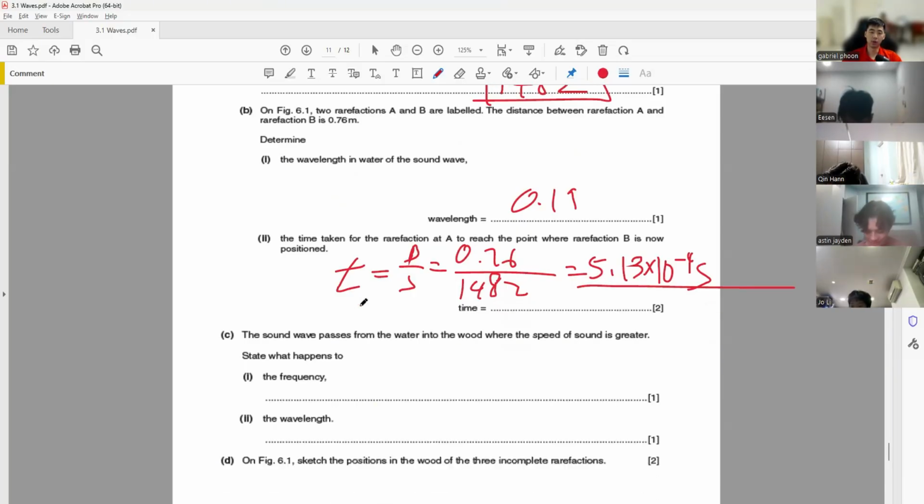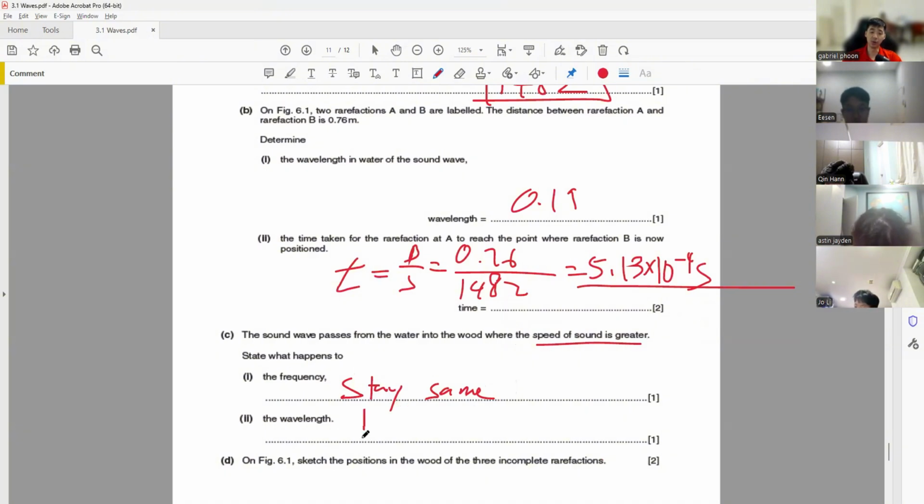Okay, good. Then moving on. Jolie, what happens to the frequency? Stay the same. Yeah, it will stay the same. For anything related to frequency, it will mostly stay the same unless given a different scenario. What about the wavelength? When the speed of sound is greater, Eason, what do you think will happen to the wavelength?